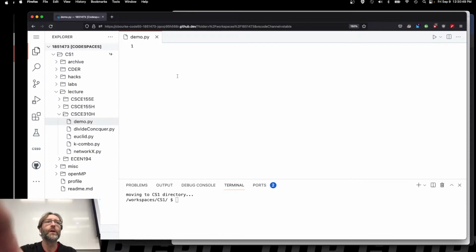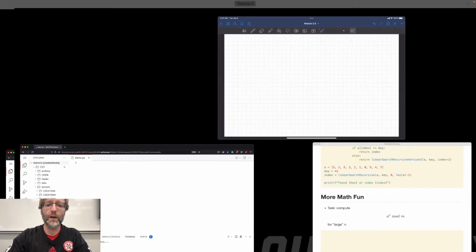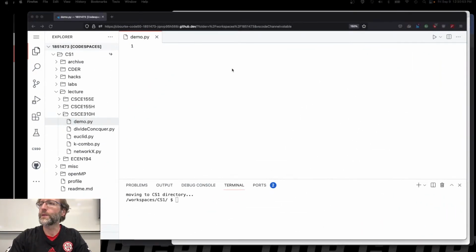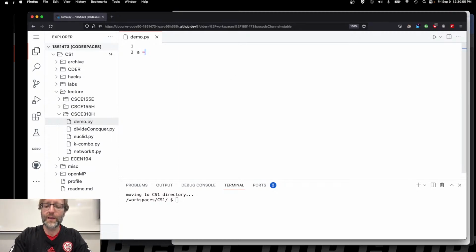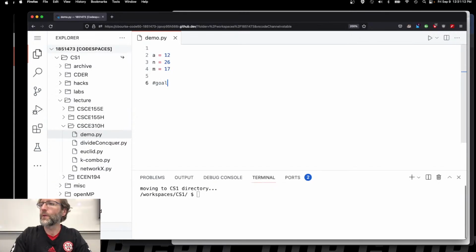Let's do this in code. Let me go ahead and create a couple of values here. Let's say that a is equal to 12. N is equal to, I'll keep it small, we'll pump that up after we get this to work. And then M will be 17. So my goal here is to compute A raised to the N mod M.